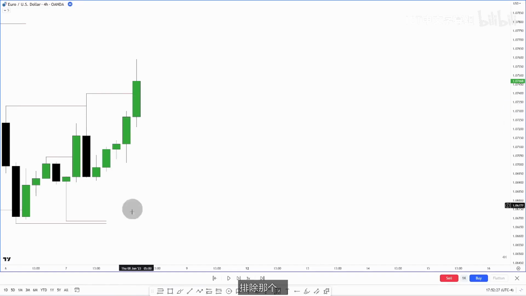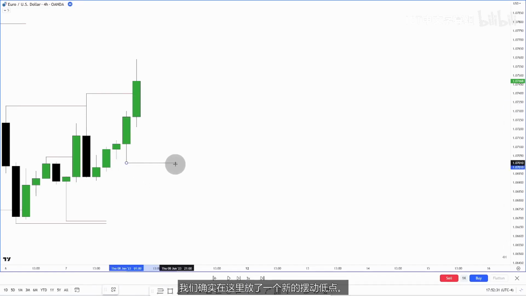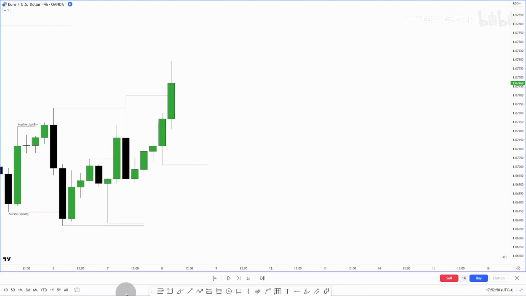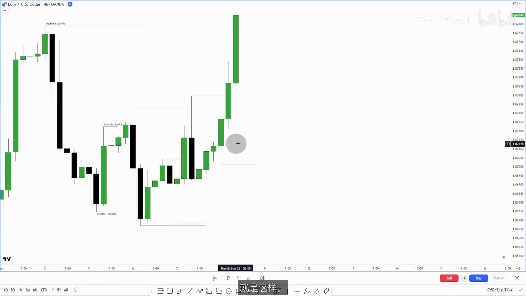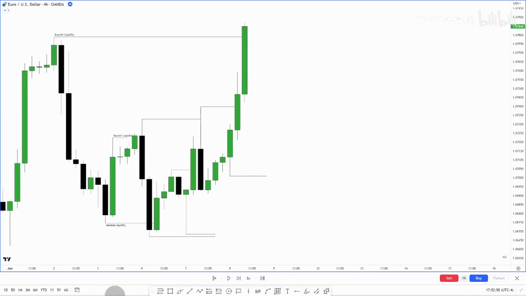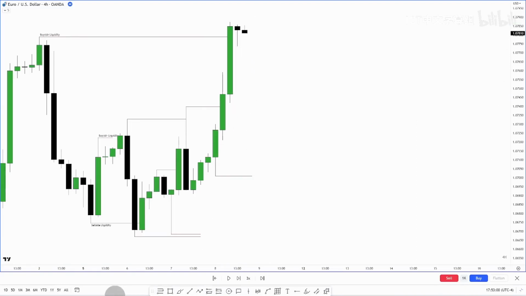We take that out, and if you notice, we do put in a new swing low right here. But I'm going to focus on the really obvious highs and lows on the outside of the range. So there we go. We reach all the way up to this high now. Now if we put in a swing up here, we will have new buy side liquidity, which we do. Now have buy side liquidity resting here.